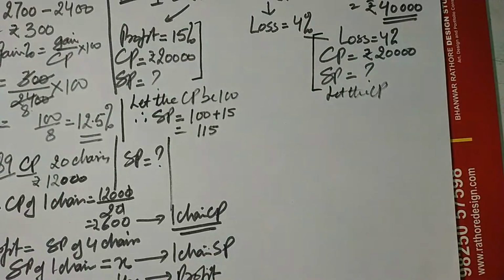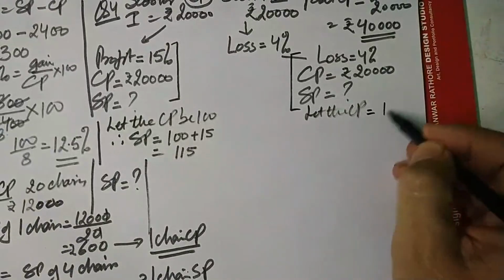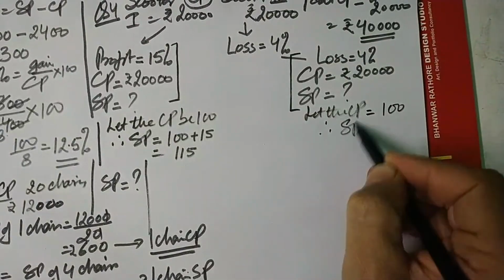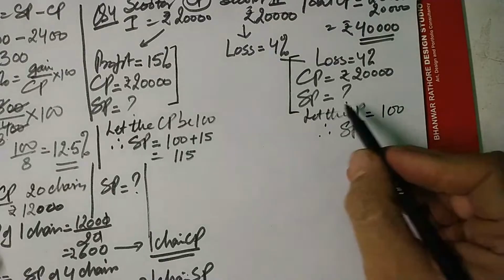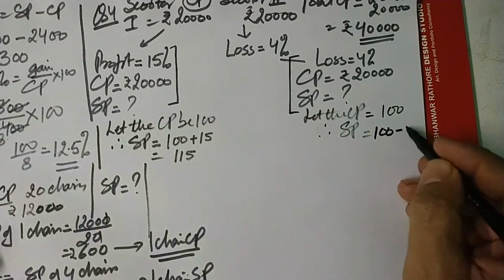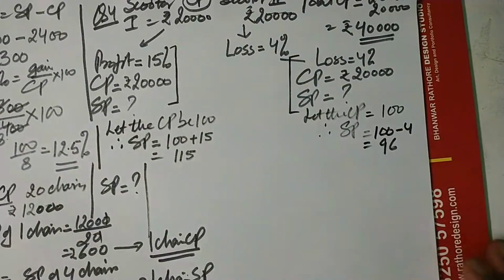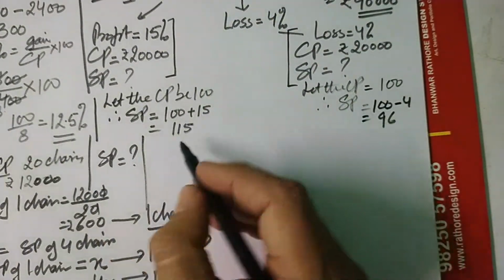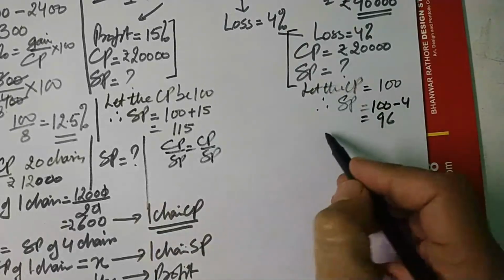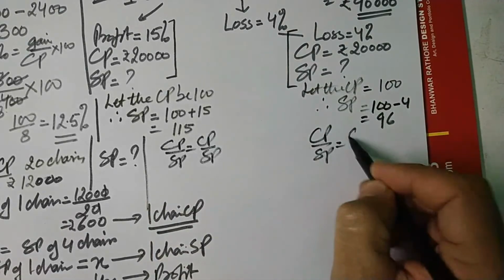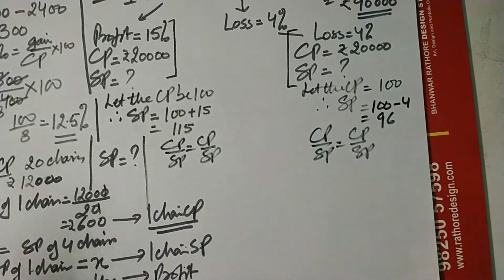In the second case also, use the same method which we have done in all the questions. Let the CP be 100. Therefore selling price will become how much? Because there is a loss here, it will become 100 minus 4, 96. Now in both the questions I am using the same method, CP upon SP. In your book there are 4 formulas given, so I am not doing that, but children, if you want, you can use that formula. Otherwise you can understand this method.